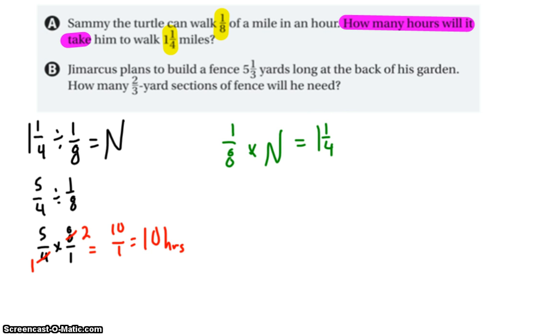All right, so the next thing we can do, if we take this multiplication problem that we have, I need to get the n all by itself.